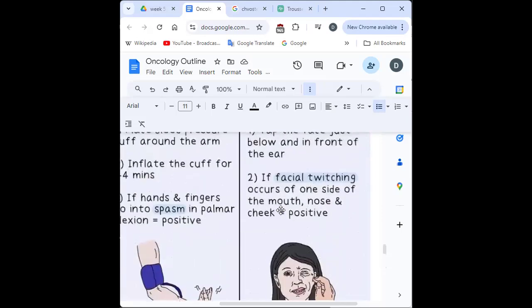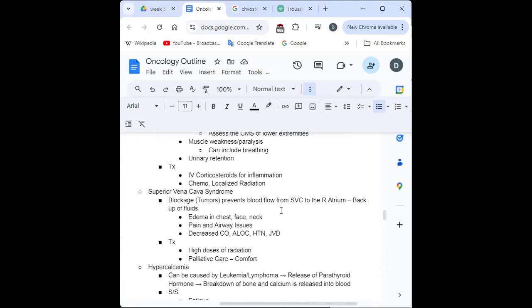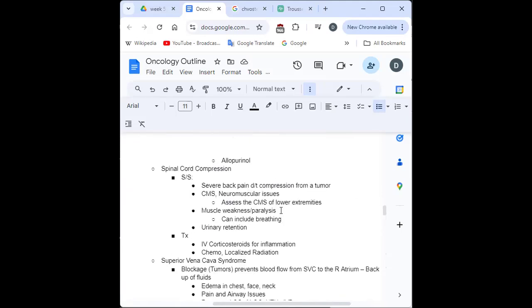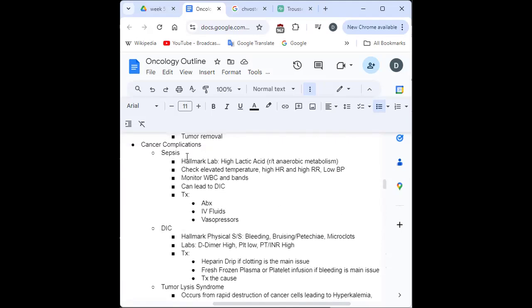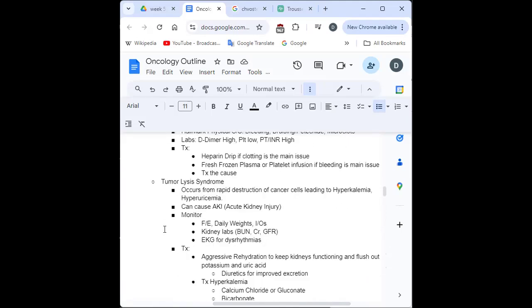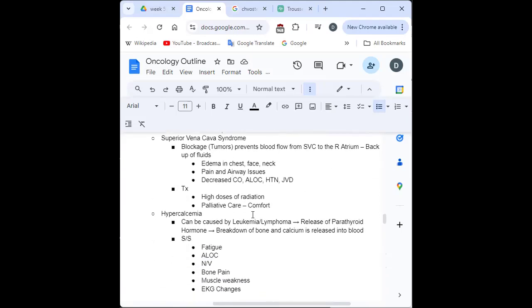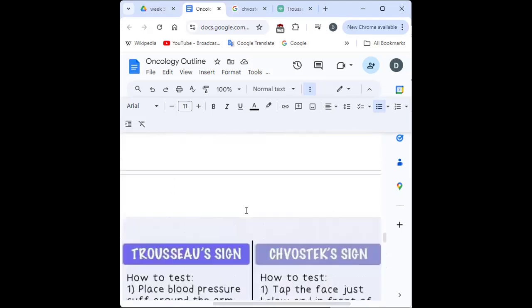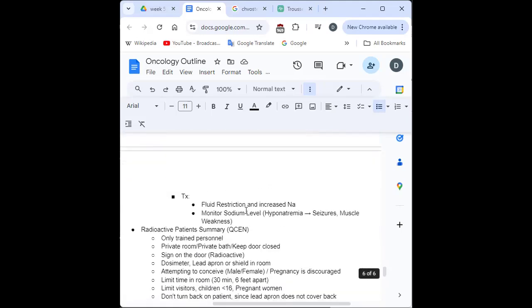I think the way I organized the complications was by what is the most important. So I thought sepsis, DIC, and tumor lysis syndrome were the most important ones, and spinal cord compression. And then superior vena cava syndrome is just kind of like palliative care, radiation. The other two are a little bit more like very specific forms of cancer.